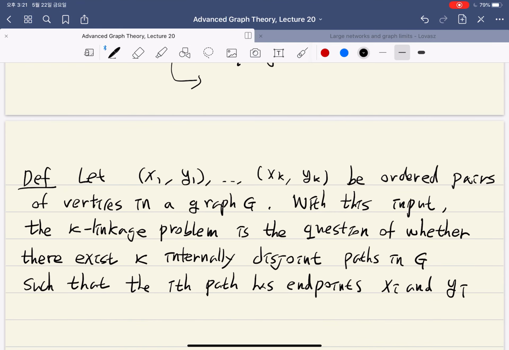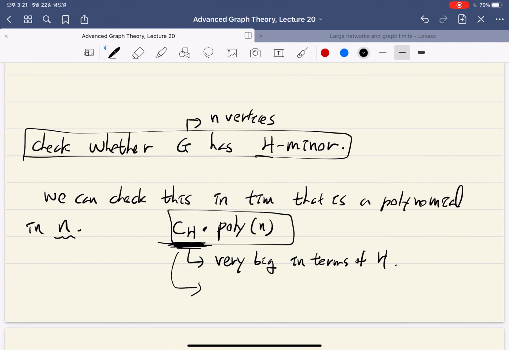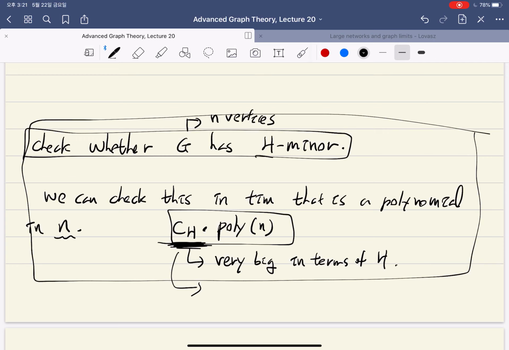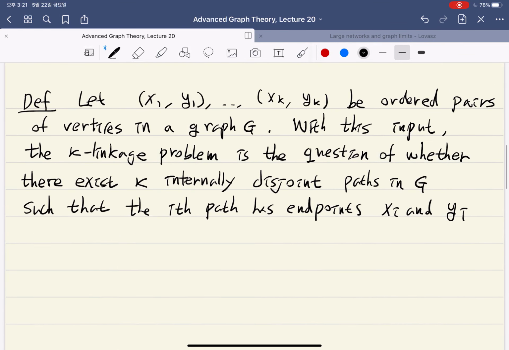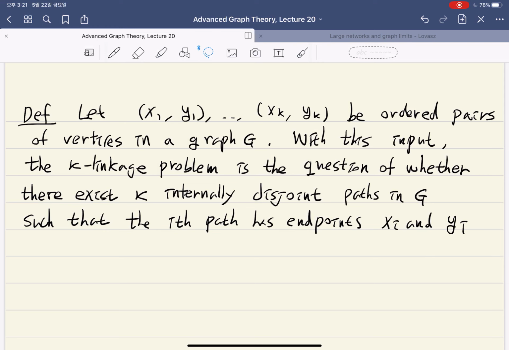So anyway, we will describe how one can do this: how one can check whether a given graph G contains an H minor. For that, we consider this k-linkage problem.